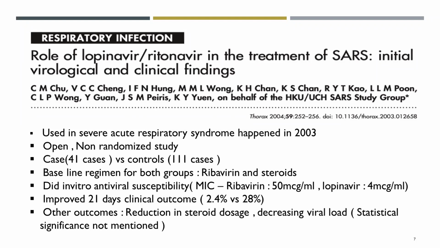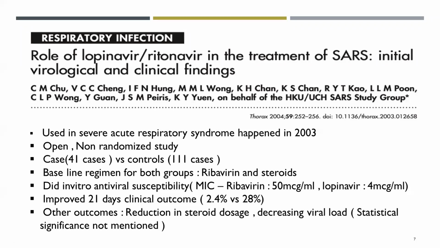What they found was an improved 21-day clinical outcome for the patients who were given Lopinavir Ritonavir. The 28% is slightly different, because this adverse outcome is not correctly written. So better clinical outcome was the first value, and 28 was the adverse outcome. So this is slightly different. I mean, it's not correctly written. Another outcome they found was a reduction in steroid dosages and a decrease in viral load.